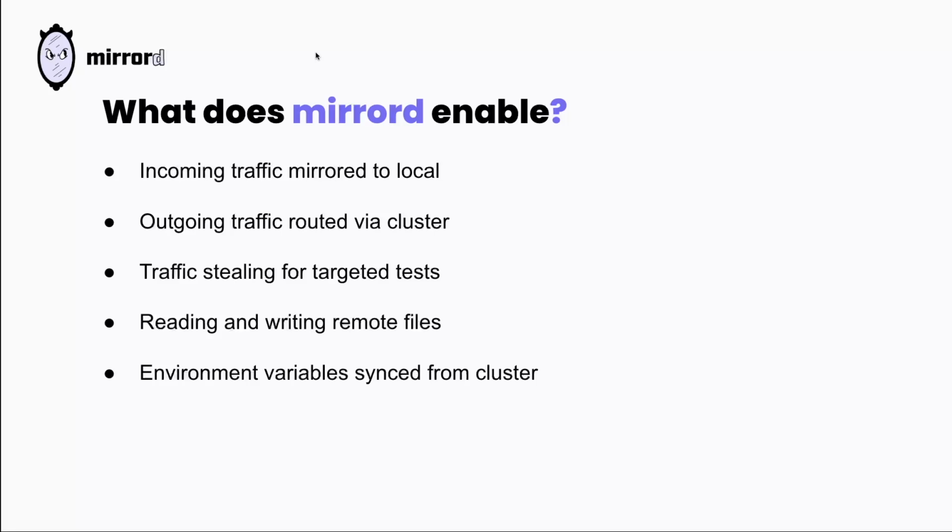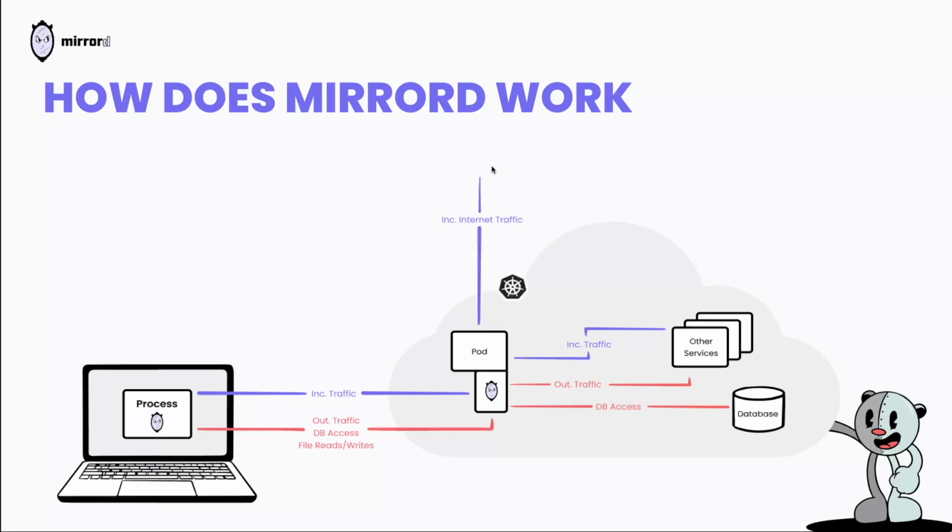So your locally running process would be able to access all the other microservices and databases which are there in your staging cluster. Then we talked about mirroring traffic, but mirrord also allows you to steal traffic, which basically means that when there's incoming traffic to this pod, mirrord will just send that traffic to your local process, and this pod will not be responding.